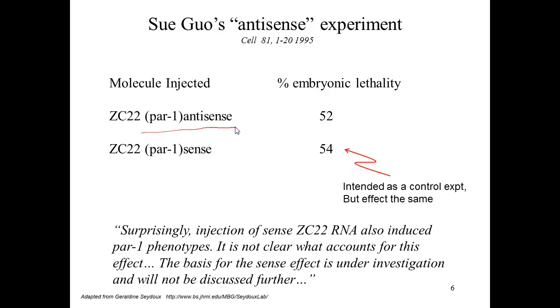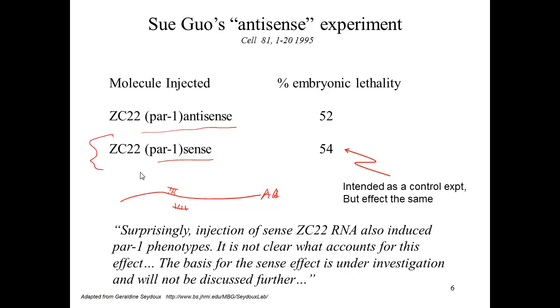And then as a control experiment, she had put in the sense. As you know, this should not bind the target anyway. Here's the target mRNA, poly-A tail. An antisense would bind to the RNA. However, a sense nucleotide would have the same sequence, so it's not complementary, so you wouldn't expect it to bind. So this was actually her proposed negative control.